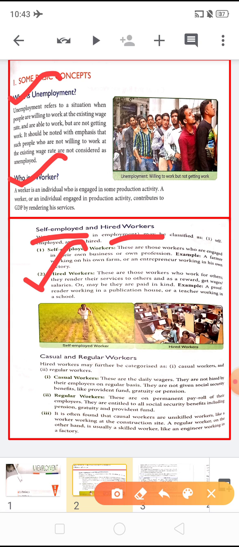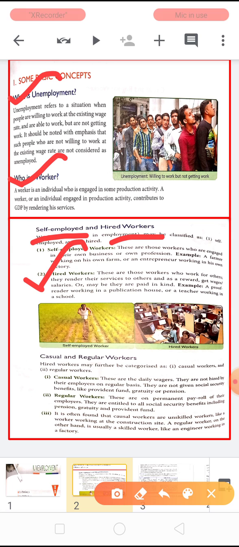Now the second one is hired workers. Children, as per the name, you can understand that hired workers are those who work for others. I mean, they have been hired by someone, and they render their services to others and, as a reward, get wages or salaries. They may also be paid in kind. For example, we working in a school are considered hired workers because we work as per the terms and conditions of the school. A professor working in a publication house, or a teacher working in a school, will be considered hired workers.